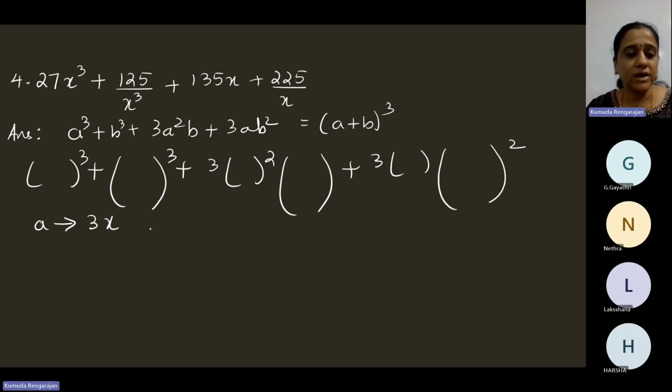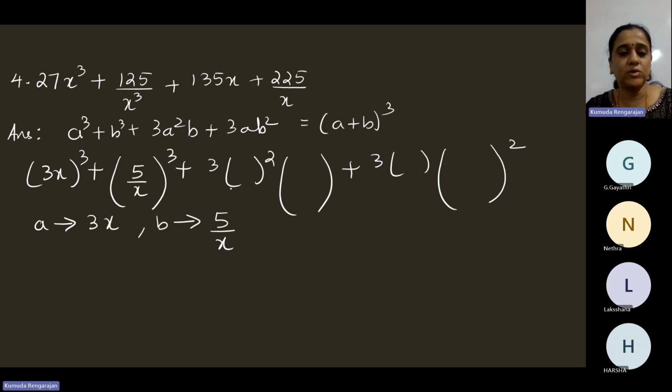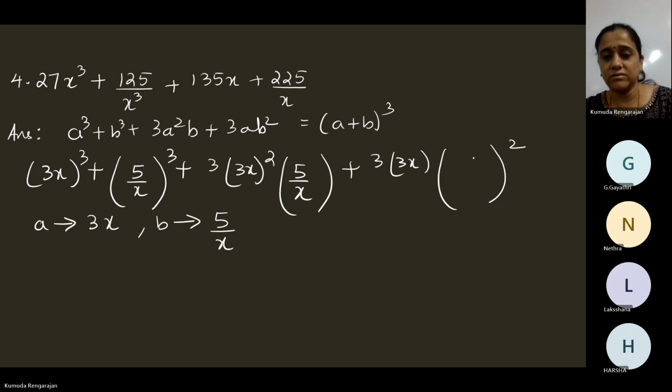We are ready now. And B is 5 by x. So now let's flip. A cube, 3x the whole cube. Then 5 by x the whole cube. 3A squared B. 3A B squared. Now we'll have to simplify and check.